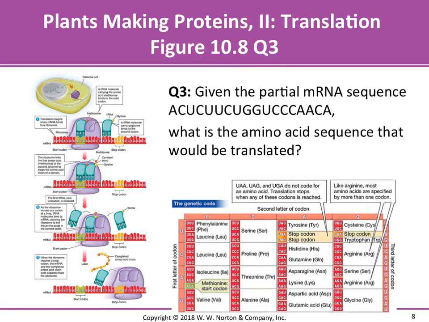Okay, moving on. Question 3. Given the partial mRNA sequence, what is the amino acid sequence that would be translated? We're saying partial because it's not the whole thing. It doesn't start with an AUG because it's not the whole mRNA sequence, it's someplace in the middle. So we would have to use the genetic code chart to figure this out, taking it 3 by 3 by 3 by 3 by 3, and using the chart. But we're going to hold off on this one because we haven't done genetic code yet, so let's move right along.